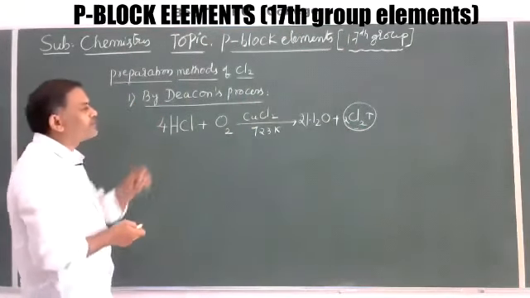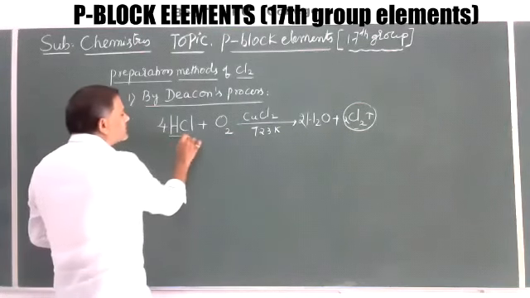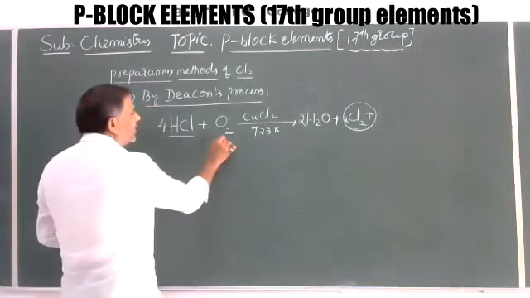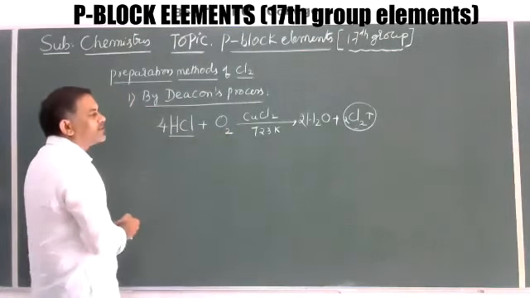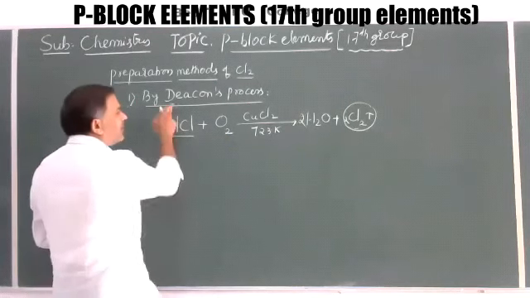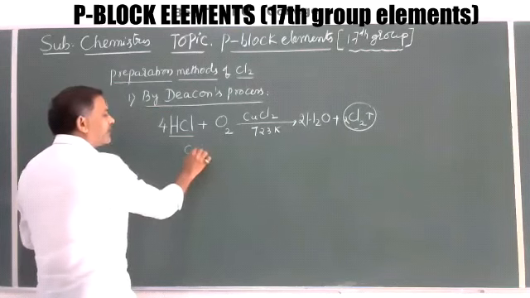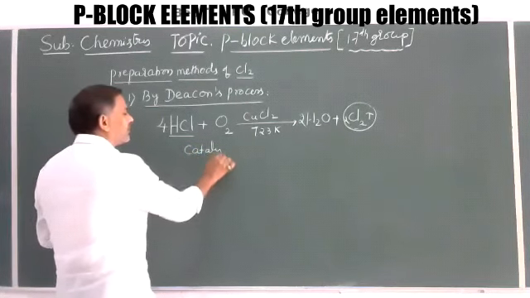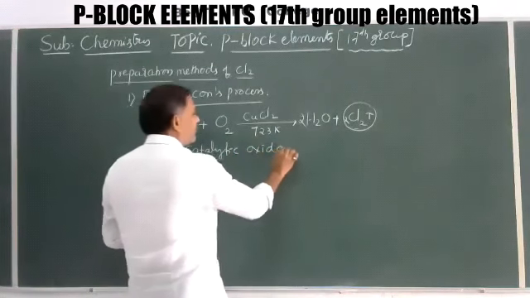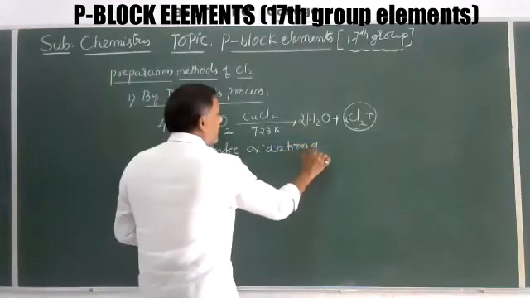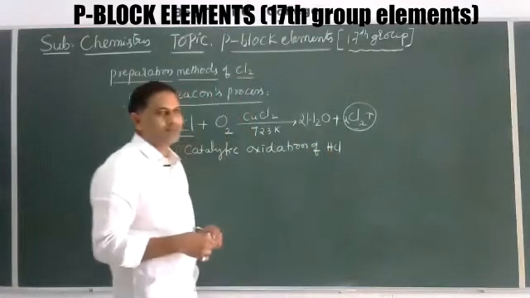So this chlorine is prepared by using hydrochloric acid, hydrogen chloride, and atmospheric air is reacted with this CuCl2. It was explained by Deacon. That's why this is called catalytic oxidation, catalytic oxidation of HCl, hydrogen chloride.